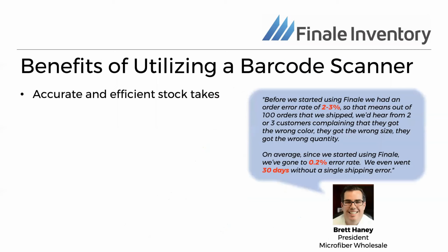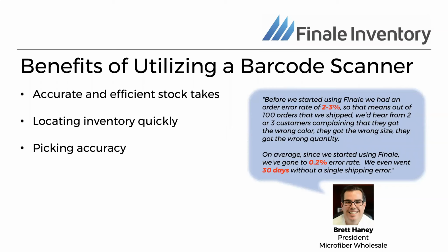Let's talk about some of the benefits of using a barcode scanner. You can use the scanner to take accurate and efficient stock takes. Locating inventory is generally much quicker. You don't have to rely on that one person in the warehouse that might know where it is. Now you can look in Finale and see exactly where that inventory is. Picking accuracy generally improves. And overall, it tends to be much easier to train new staff.